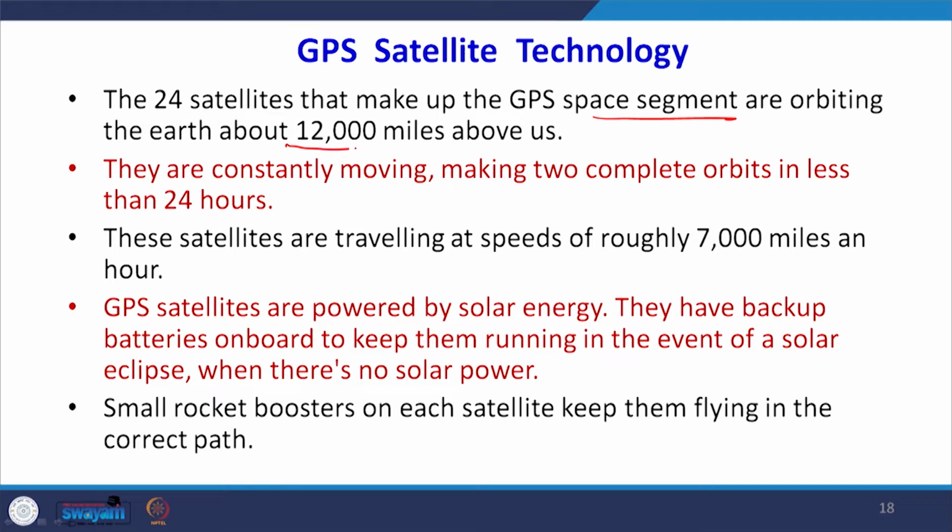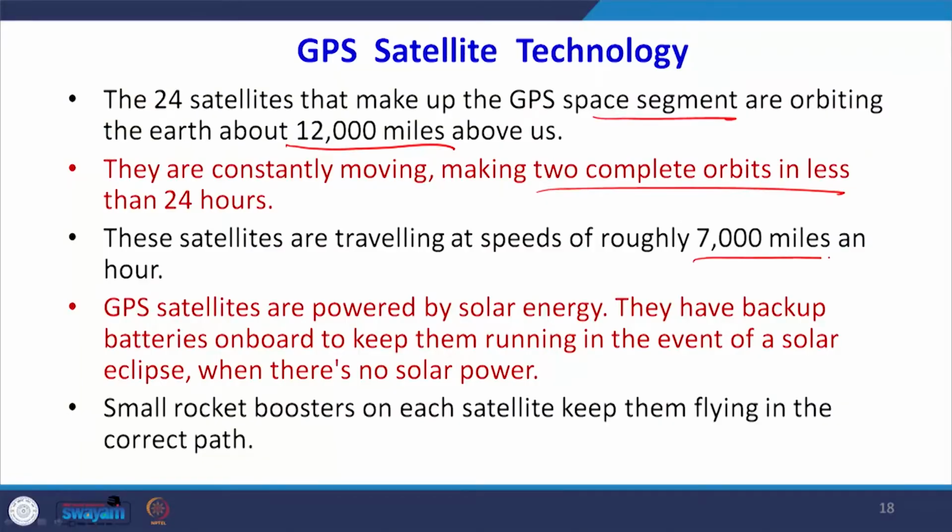So, they are at a great height, you can't see them, they are not visible to us. They are continuously moving and making 2 complete orbits in 24 hours. As I told you, in 12 hours 1 orbit is completed, and they are traveling at a speed of roughly 7,000 miles an hour. Very high speed they are moving around the globe, because they are at a very great height.